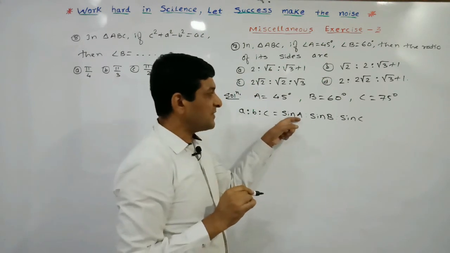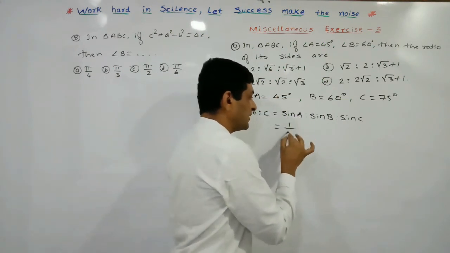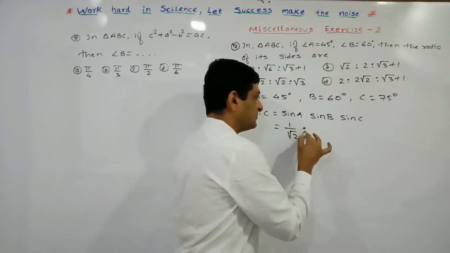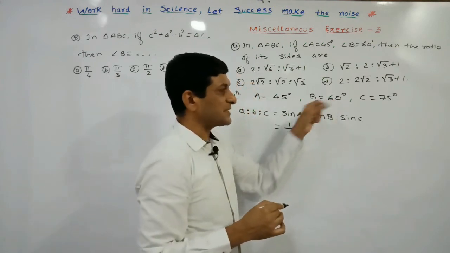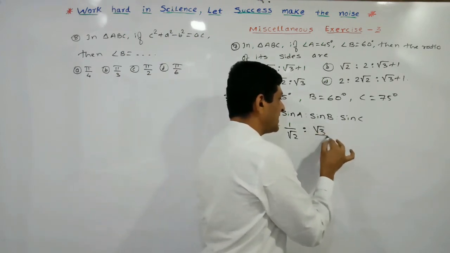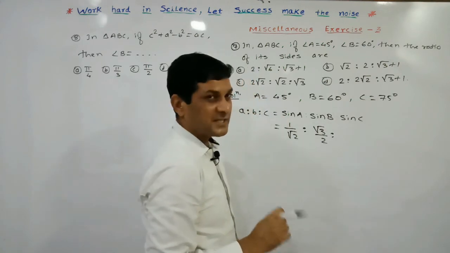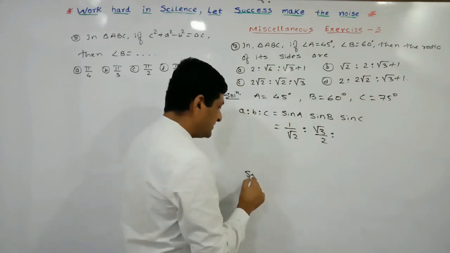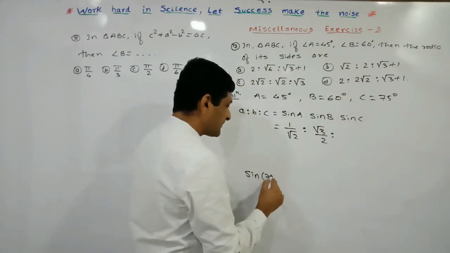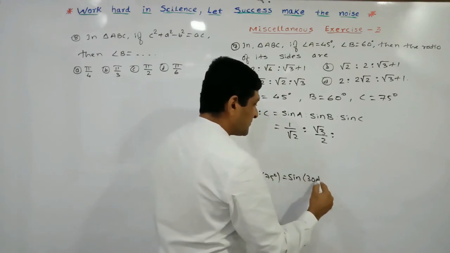Now what is the value of sin A? Sin A means sin 45. Sin 45 is equal to 1 by root 2. Keep this term as it is. Sin B means sin 60, and sin 60 is equal to root 3 by 2. Now to find out the value of sin C, means sin 75 degrees. So sin 75 degrees, can I write it as sin 30 plus 45?